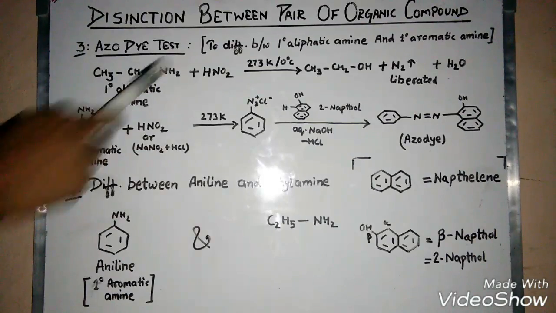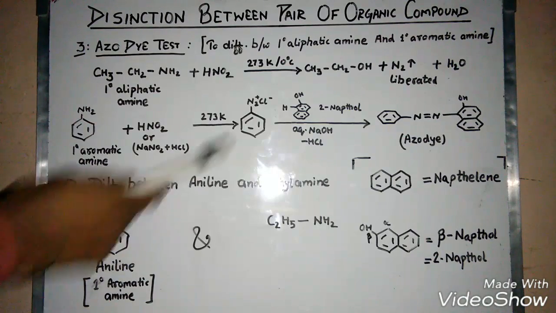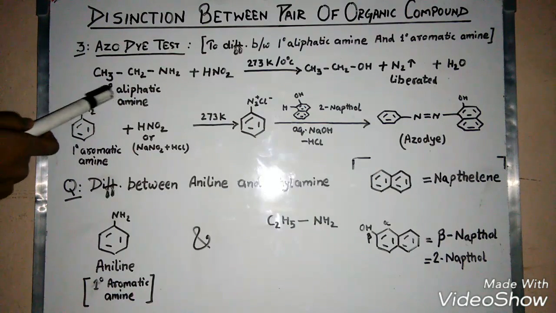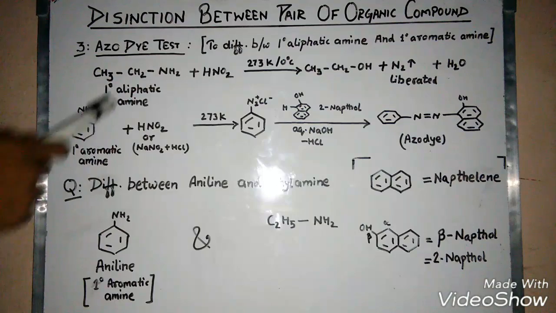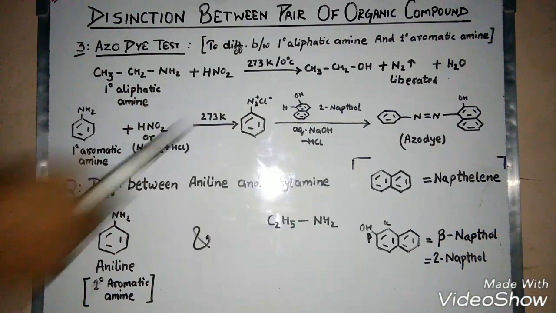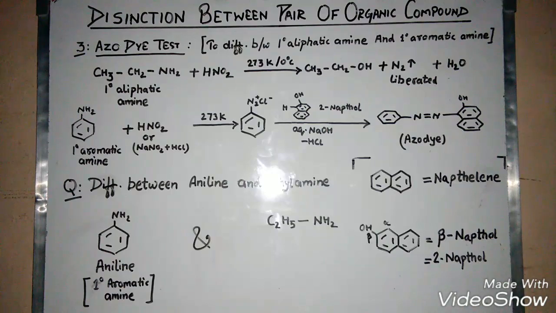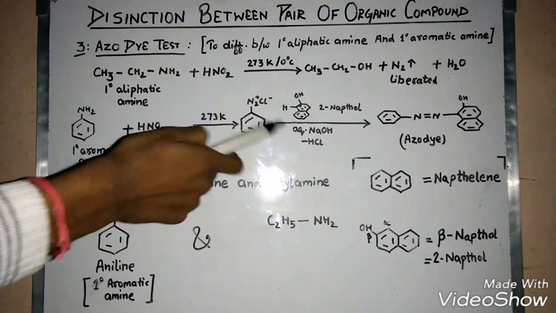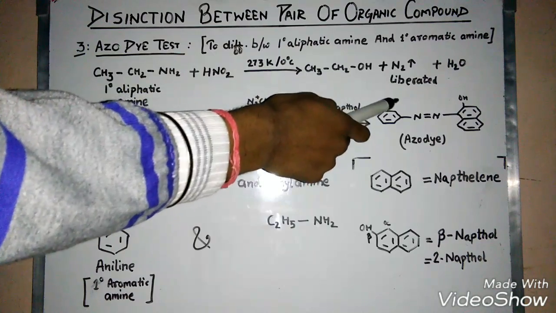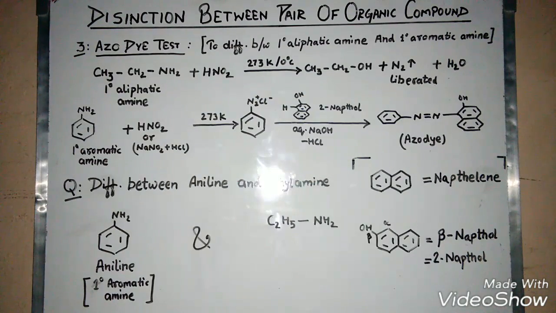Third is the azodye test. If we want to differentiate between 1 degree aliphatic amine and 1 degree aromatic amine, then we can perform this test. Suppose 1 degree aliphatic amine, ethylamine, is reacted with HNO2 at 273 Kelvin or 0 degrees Celsius, then it is converted into the corresponding alcohol CH3CH2OH with the liberation of N2 gas and a water molecule.